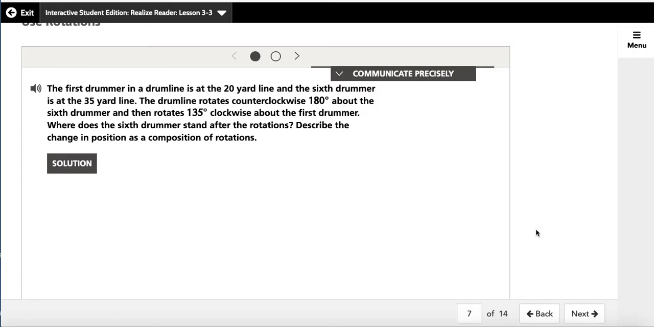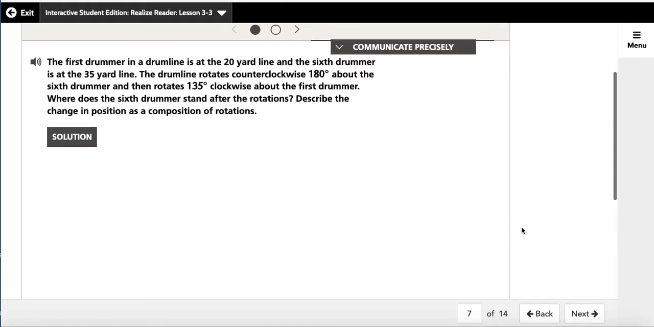The drum line rotates 180 degrees about the sixth drummer and then rotates 135 degrees about the first drummer. Where does the sixth drummer stand after the rotations? Describe the change in position as a composition of rotations.